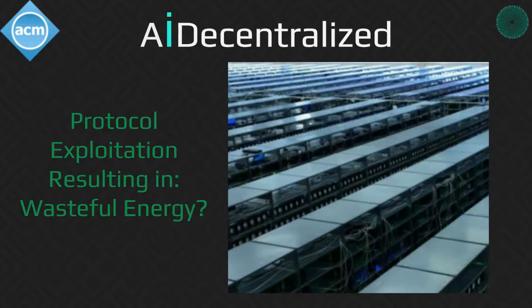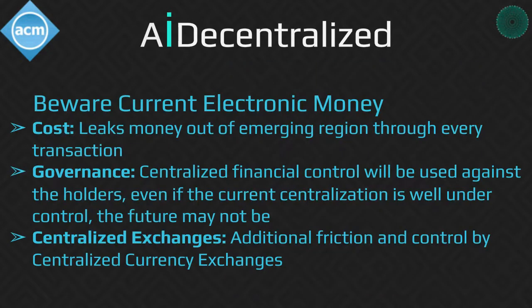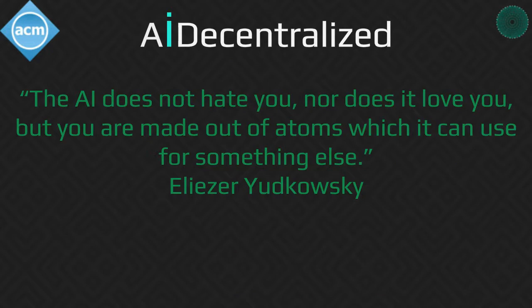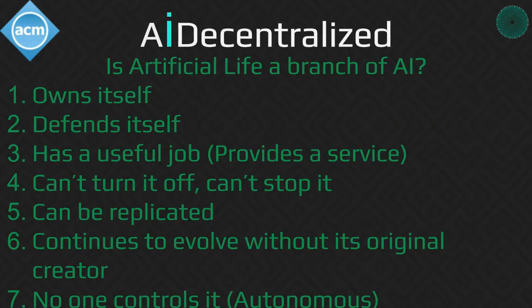Yeah, so you can't turn it off, you can't stop it, but it can be replicated, has a useful job, defends itself, owns itself, continues to evolve, and no one controls it. We're calling this artificial life. There's an additional component that we're trying to make it a branch of AI. So, can't turn it off on its own, definitely. That will not classify it as AI. I mean, you can have a fan that you can turn off, and the fan keeps turning. I hope that answers the question.